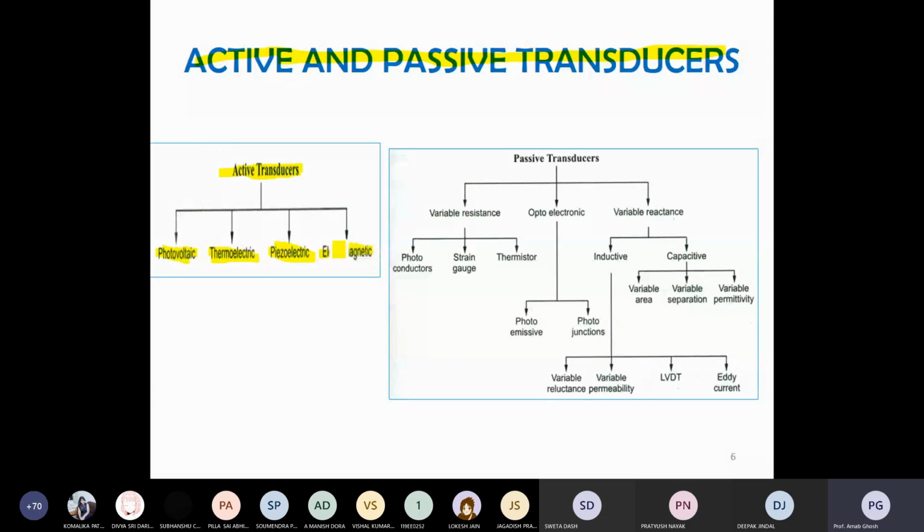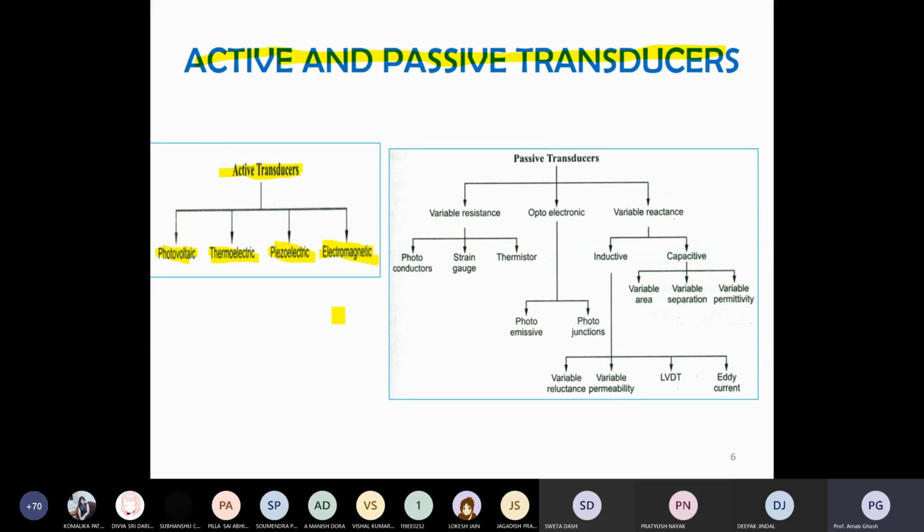Then electromagnetic means your LEM sensor, respective to the magnetic field. As I told you last class, the LV25P, then LV15. LV25P is an example of an electromagnetic transducer. Due to the change of the magnetic field, electrical source generation may occur. You can say the tacho generators are all electromagnetic transducers.